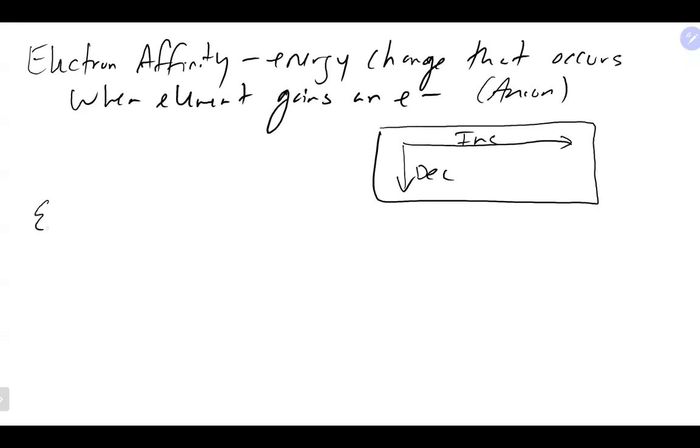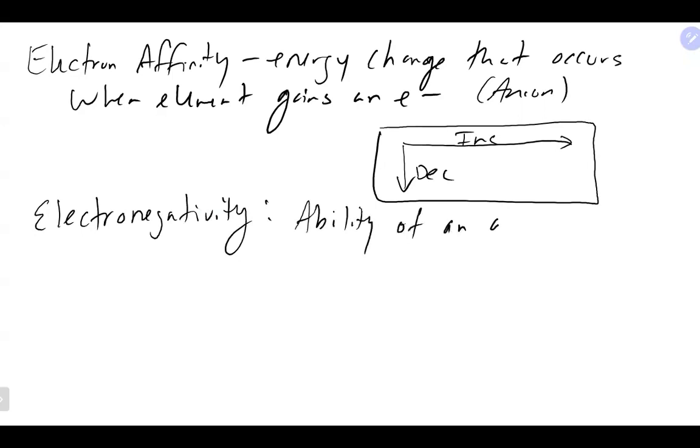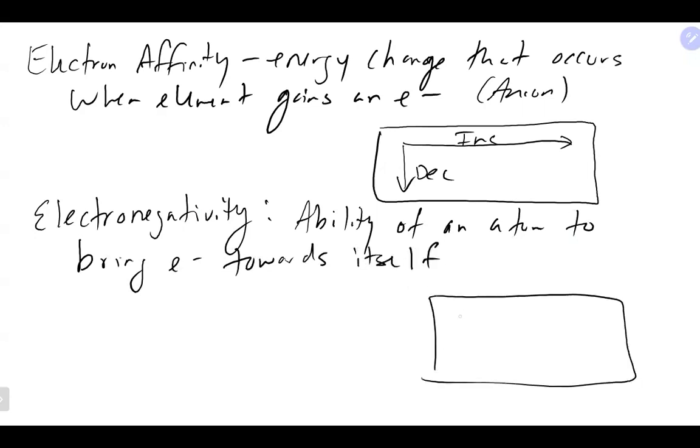Another important trend is what is known as electronegativity, which is different than electron affinity. Electronegativity is the ability of an atom to bring electrons towards itself. It also increases as you go up and to the right on the periodic table, with our good friend fluorine being the most electronegative element you could have. And it decreases as you go down.